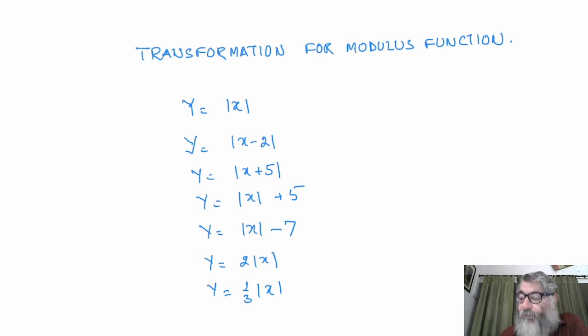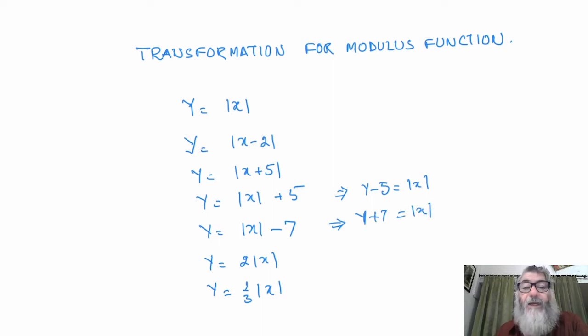In the first two functions, you will notice the subtraction or addition to the x is done inside the modulus. Here it is outside the modulus. It will actually be y minus 5 is equal to modulus x, or y plus 7 is equal to modulus x, or here it is being multiplied by a positive number. So I'm going to repeat the first two again. We had already discussed in the previous video, but I'll go quickly with this.